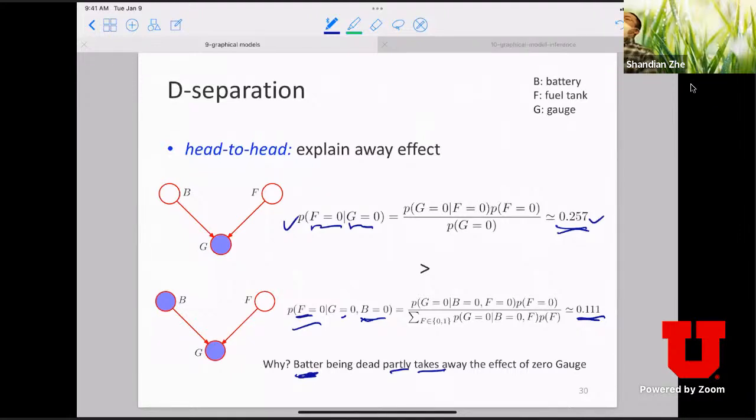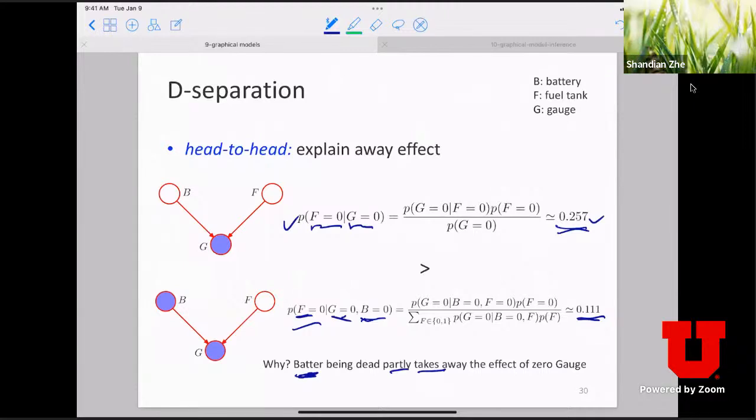Oh, it's non-zero. G is 1 just means you have a non-zero reading of your gauge. Here it tells us that if you haven't read your gauge, it simply gives you 0. You cannot worry about whether your fuel tank is empty or not. The gauge being empty indicates the fuel tank is empty, but actually it has some probability that the gauge reading is 0 but the fuel tank is not empty.